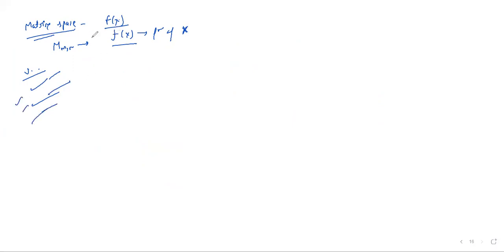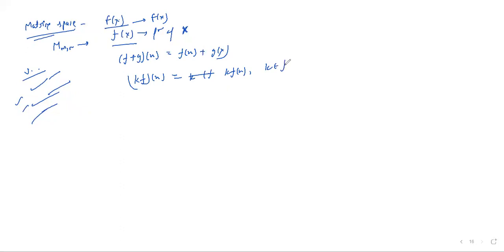And there is one more important thing, which is the function space F(X). If I add functions, let's say I have functions f(x) and g(x), then the addition of these functions is (f plus g)(x) equals f(x) plus g(x). And multiplying the function f(x) by a scalar k becomes (kf)(x) equals k f(x), where k belongs to the field K. The zero function exists, 0(x) equals 0, and the negative exists, (minus f)(x) equals minus f(x).